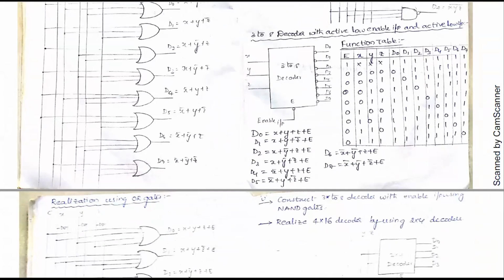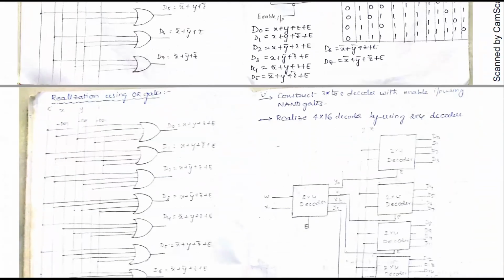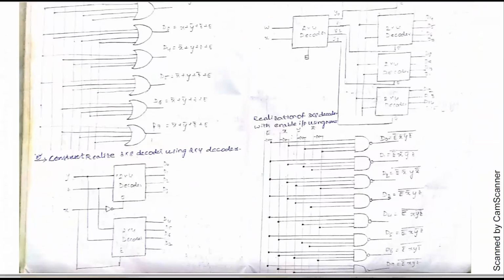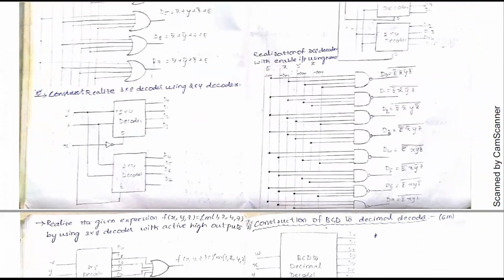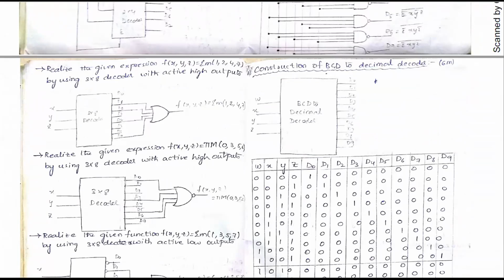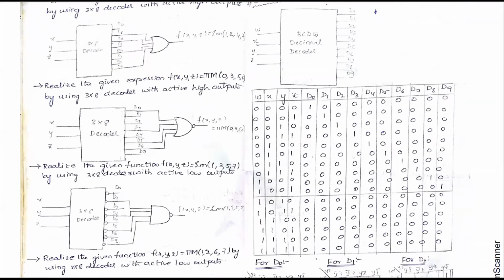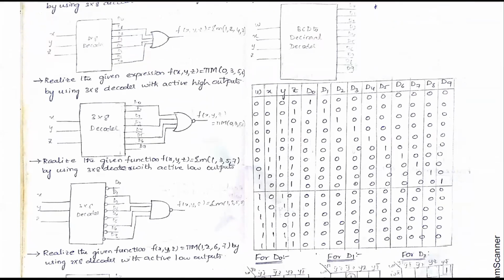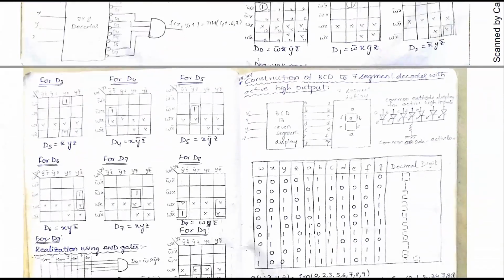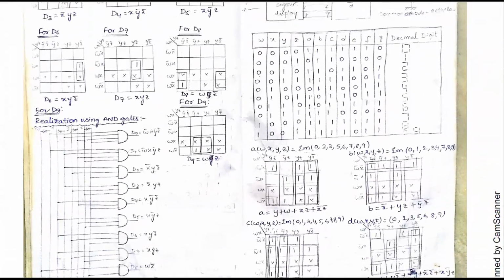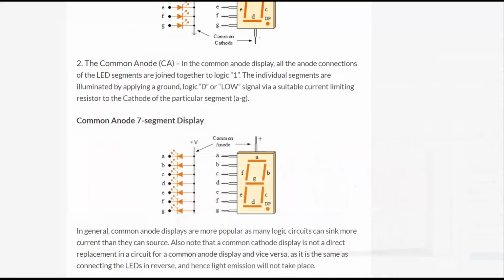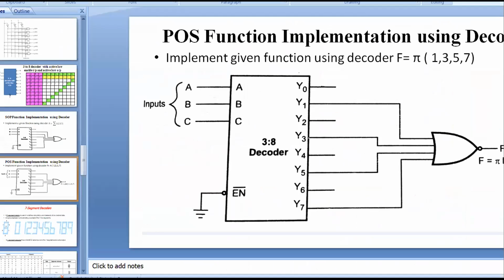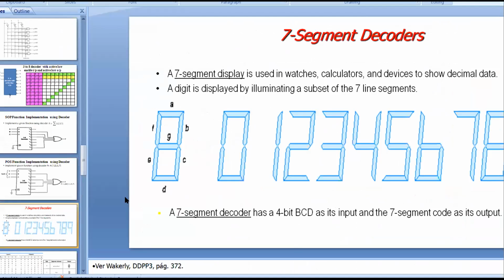After that we realized the 4:16 decoder using 2:4 decoders. Then we realized Boolean functions using decoders, with 4 examples chosen. Then we converted BCD to decimal decoder, and BCD to 7-segment decoder with common anode and common cathode. This is the 7-segment decoder we have completed.